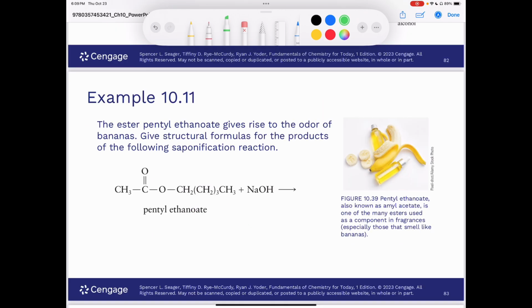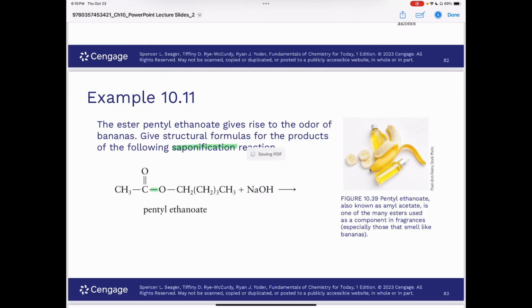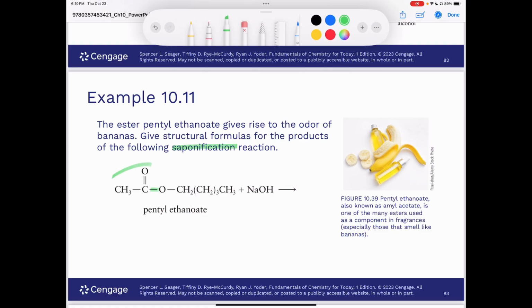Example 10.11, the ester pentyl ethanoate gives rise to the odor of bananas. Give structural formulas for the products of the following saponification reaction. So we're taking pentyl ethanoate and we're treating it with sodium hydroxide. And so this is obviously a saponification reaction. So what we're going to do is break that ester linkage, but instead of getting the carboxylic acid, acetic acid, from the carboxylic acid portion, we're going to get a carboxylate.